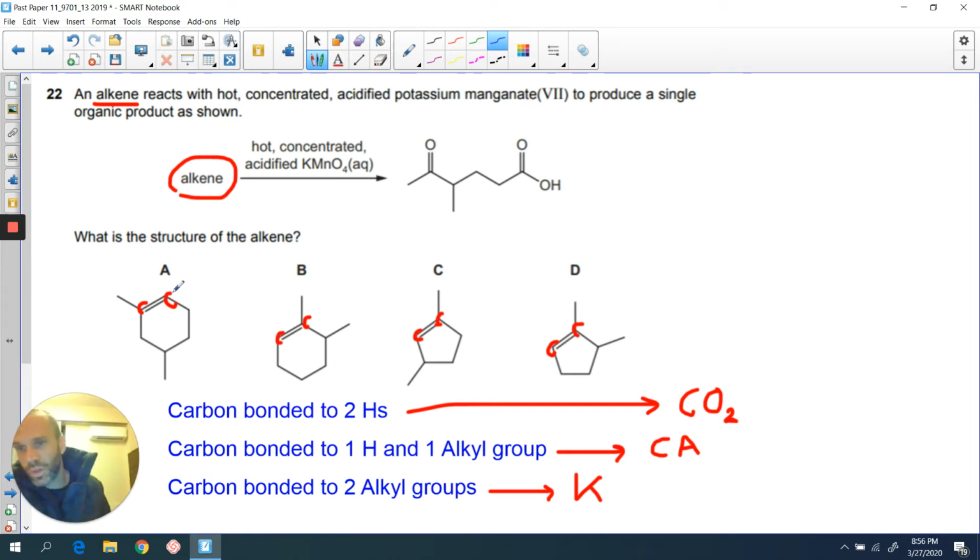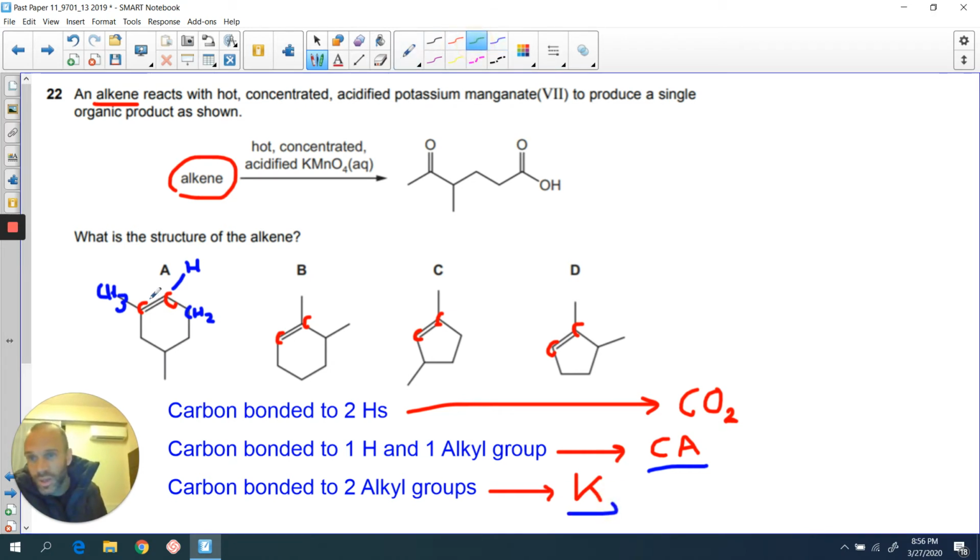If we look at this carbon, we've got to remember that there'd be a hydrogen there, wouldn't there? So in this case, this carbon, the carbon involved in the double bond, is bonded to 1 hydrogen and effectively to 1 alkyl group, because remember, that would be CH2 there. In other words, this carbon right here is going to produce a carboxylic acid. If we look at this carbon here, remembering that this would effectively be a methyl group here, and that takes up all our bonds, this carbon is bonded to 2 alkyl groups. So in this case, this carbon here is going to produce a ketone.